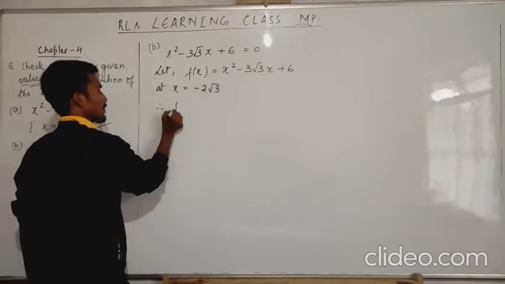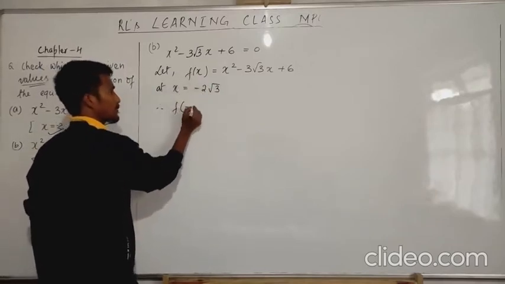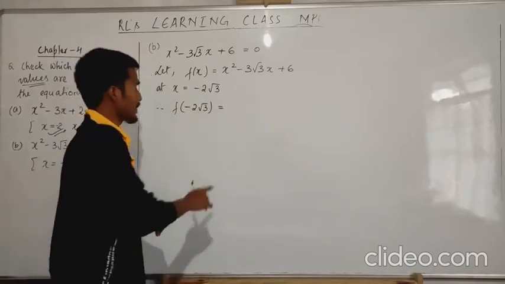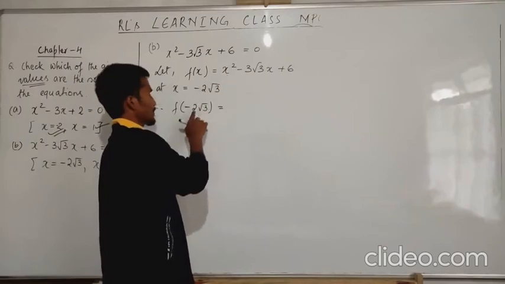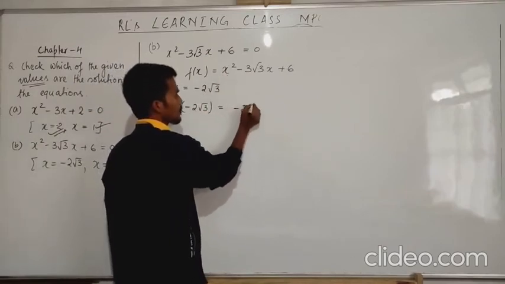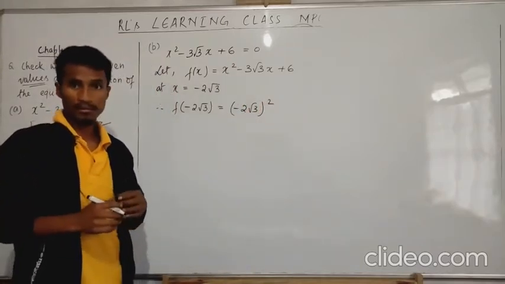Okay, let's take now f of x. Then in place of this x, I'll take this minus 2 root 3. Now in place of this x, we have to substitute this. Then in place of this x, I put 2 root 3 whole thing squared, because here is a square. We cannot just leave the square.